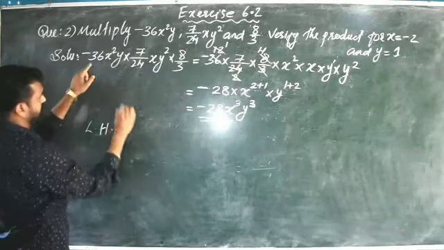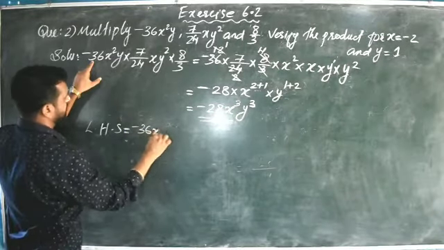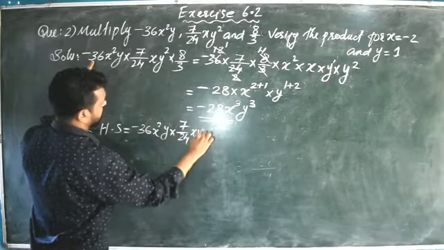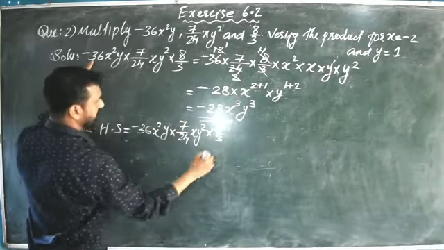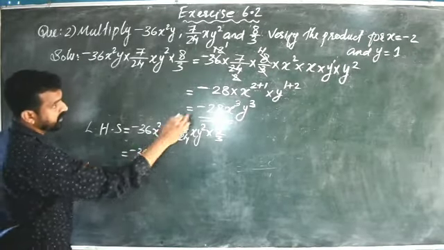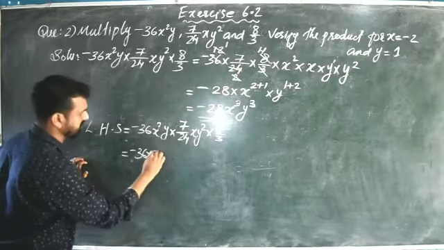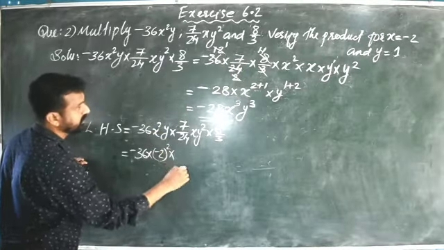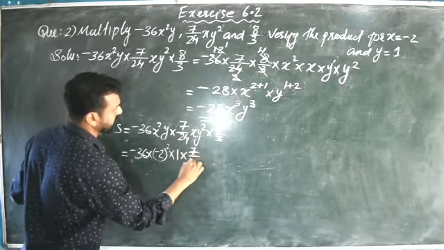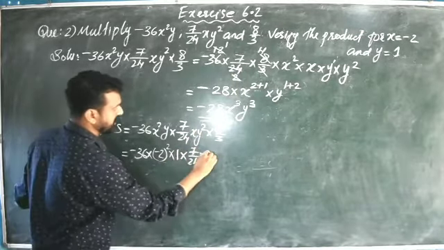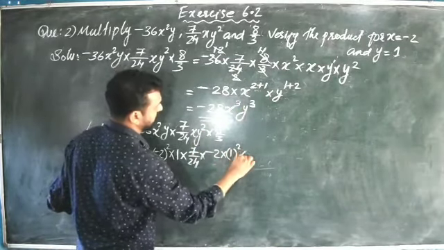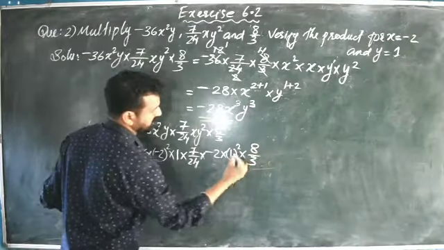LHS is equal to, what is the left hand side here? Minus 36 x square y into 7 by 24 xy square into 8 by 3. Substitute values of x and y here. Minus 36 into x value is minus 2. So x square means it will come minus 2 square into y value is 1. So y is equal to 1 into 7 by 24 into x is equal to minus 2 into y square. Y is equal to 1. So it will come 1 square into 8 divided by 3.